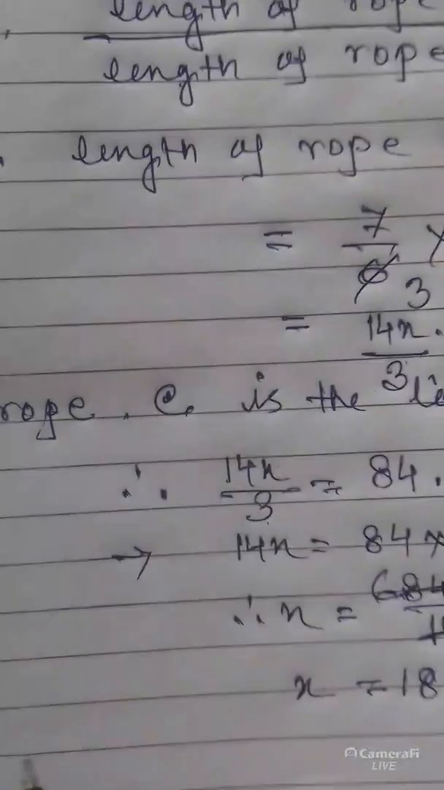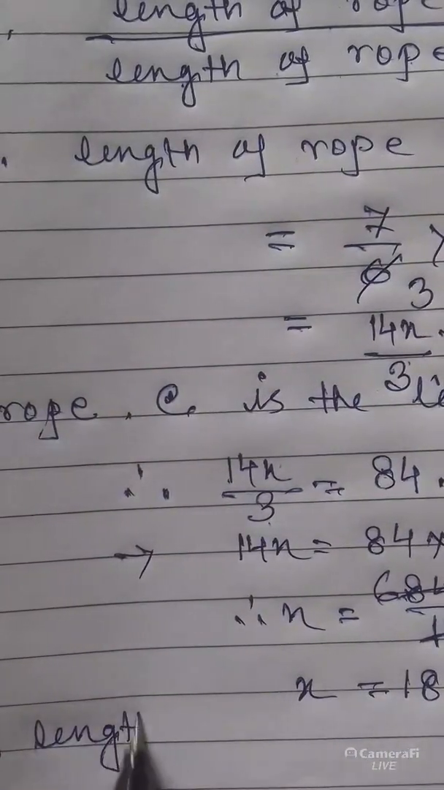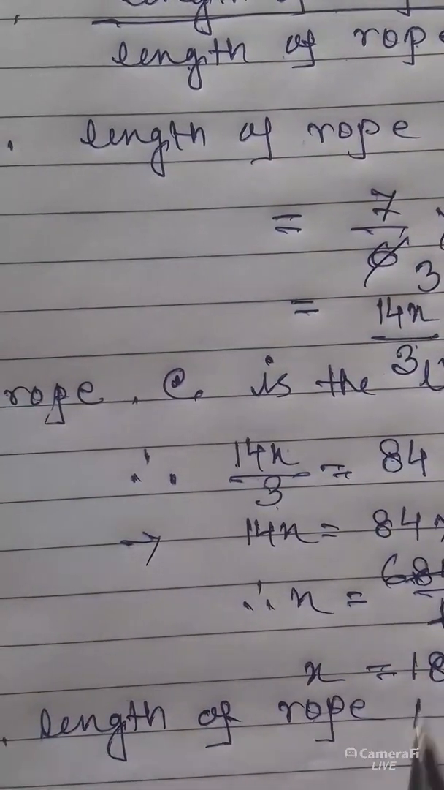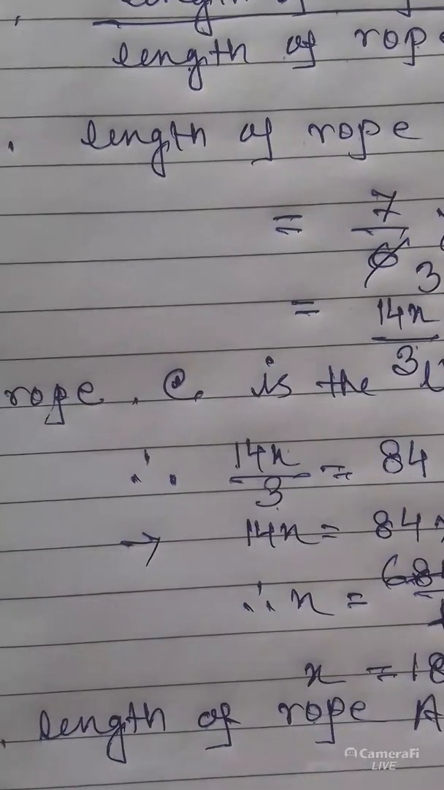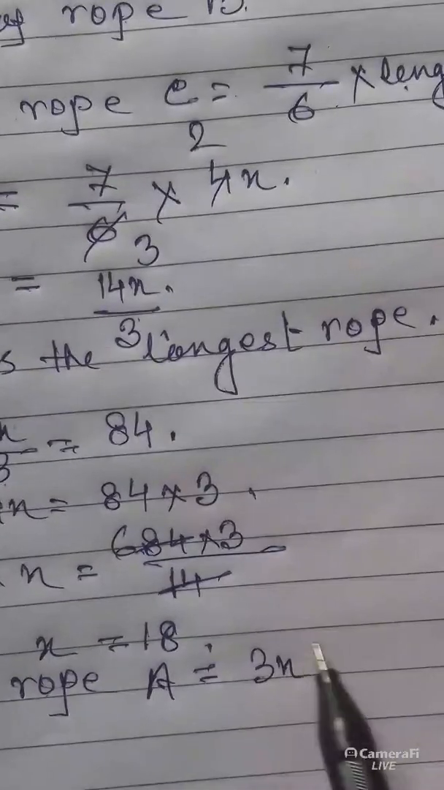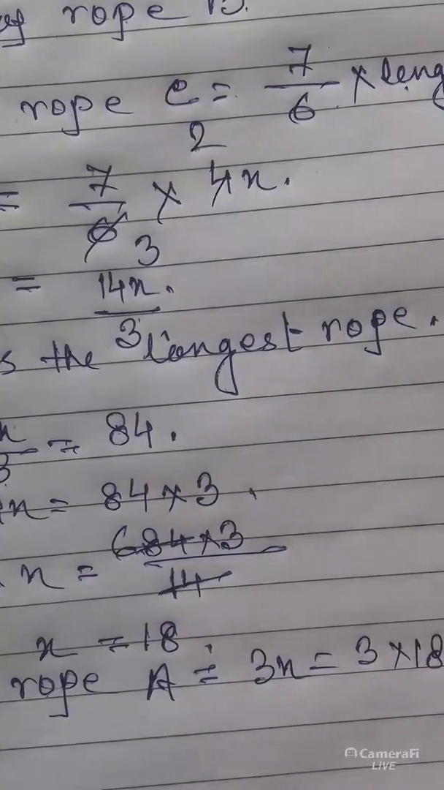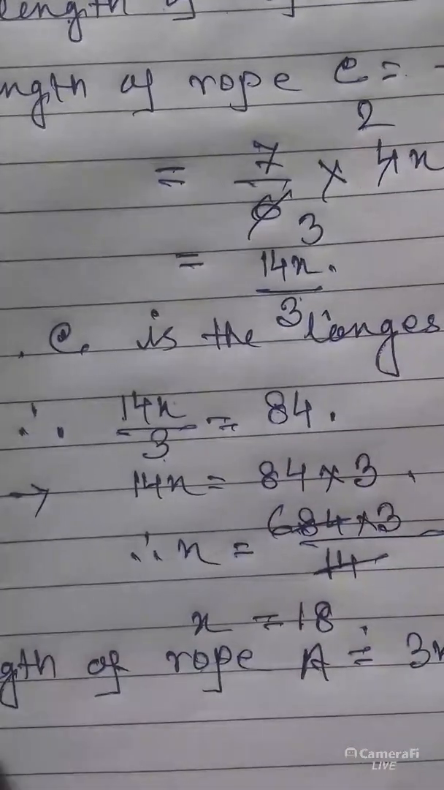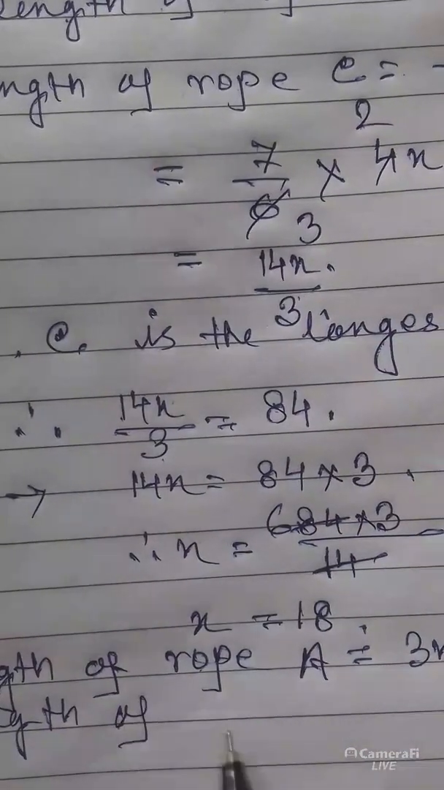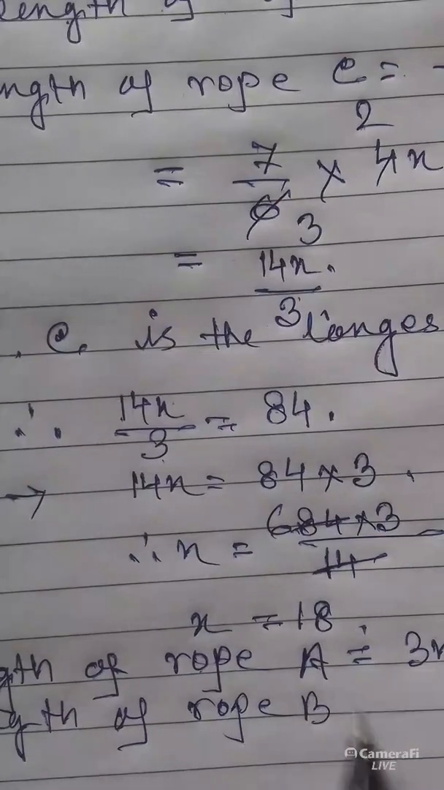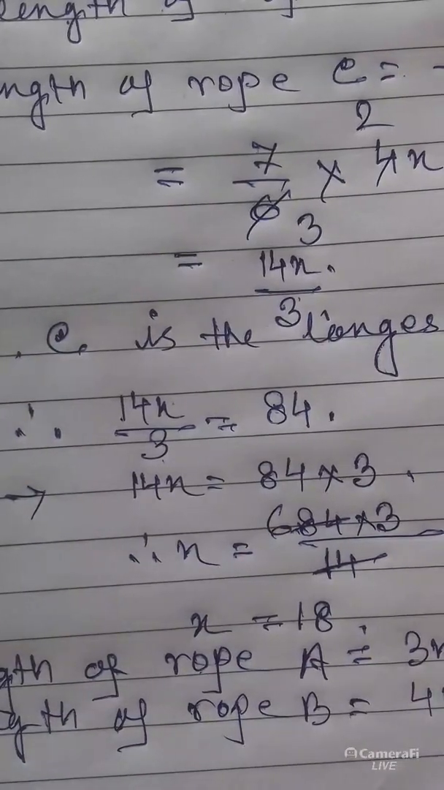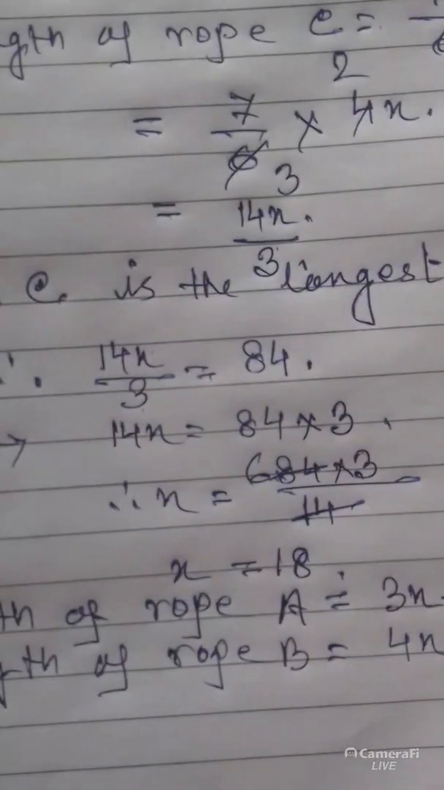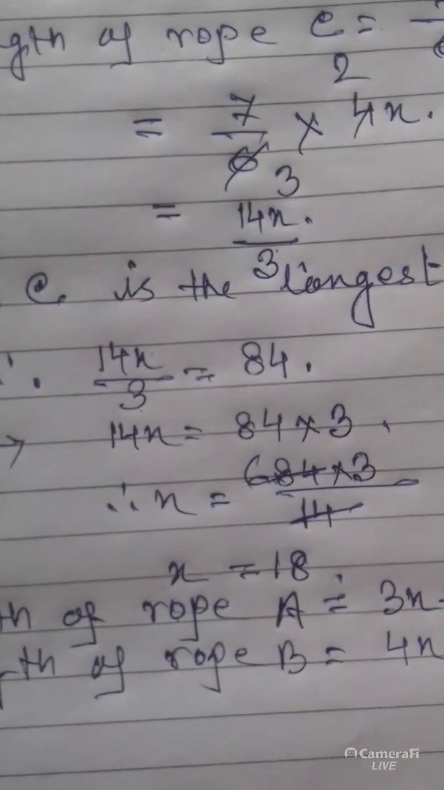Therefore, length of rope A equal to 3x, means 3 into 18 equal to 54 centimeter, and length of rope B equal to 4x. So 4 into 18 means 72 centimeter.